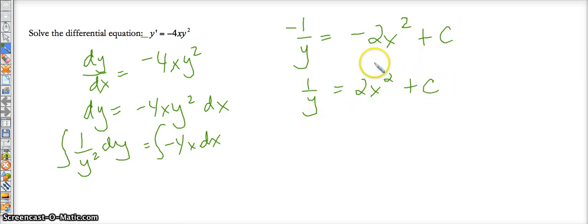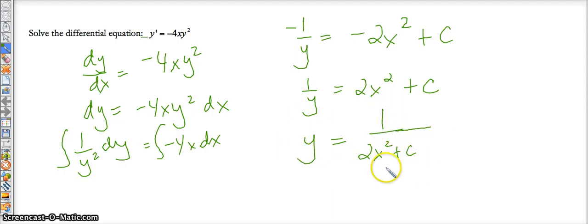Now, if you go back to your Algebra 1 rules, if I want to solve for y, I flip this. It is technically over 1, so I want to flip that. So I can say that y is equal to 1 over the entire quantity of 2x squared plus c. This whole thing is in the denominator. So they call this, if you recall, the general solution to that differential equation. And remember, if we want to find the particular solution, I'll give you a set of ordered pairs to plug in to find c. Okay? I'm going to pause and go get a new one.